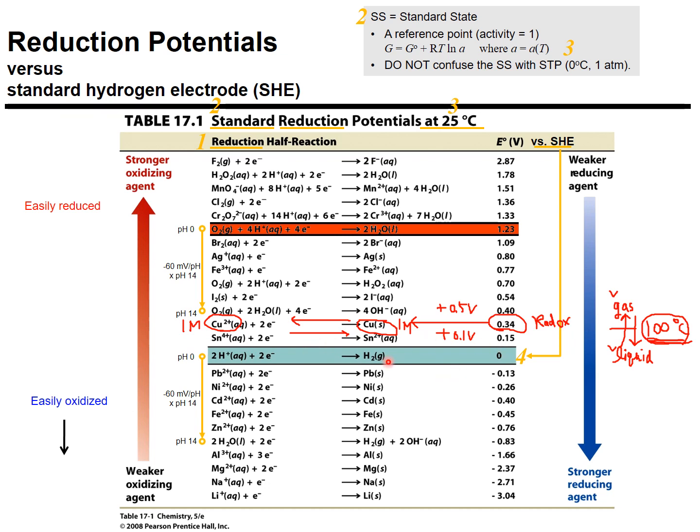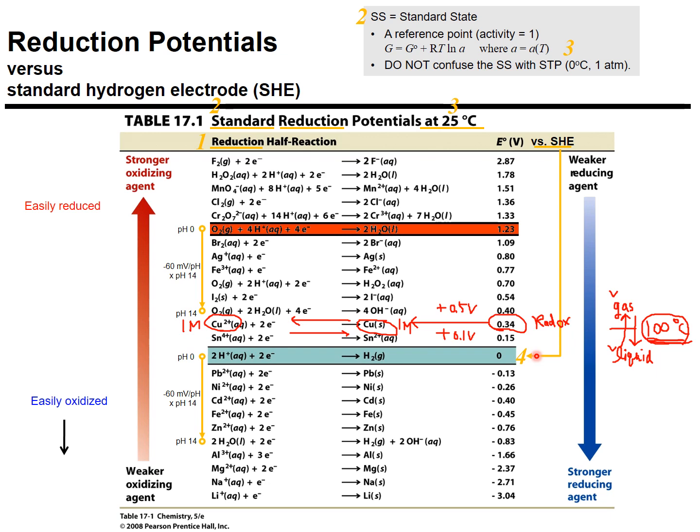Let me change the reference electrode from this hydrogen electrode to the copper 2 plus copper electrode. Then the reduction potential of this electrochemistry is 0 volt. At the same time, the reduction potential of the hydrogen electrode is minus 0.34 volt.